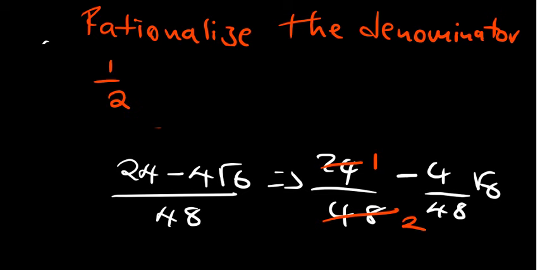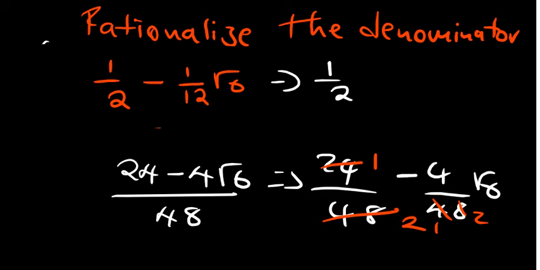4 into 48 is going to be a 1 there, a 2 there. So it's like 12 times. So we have minus 1 over 12. Root of what? Root of 6. So in other terms, what we have is 1 over 2 minus root of 6 over 12. So we've rationalized the denominator.